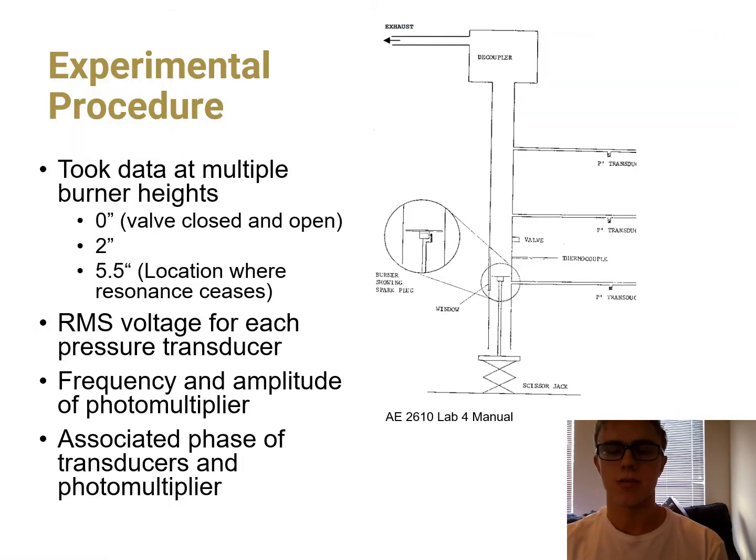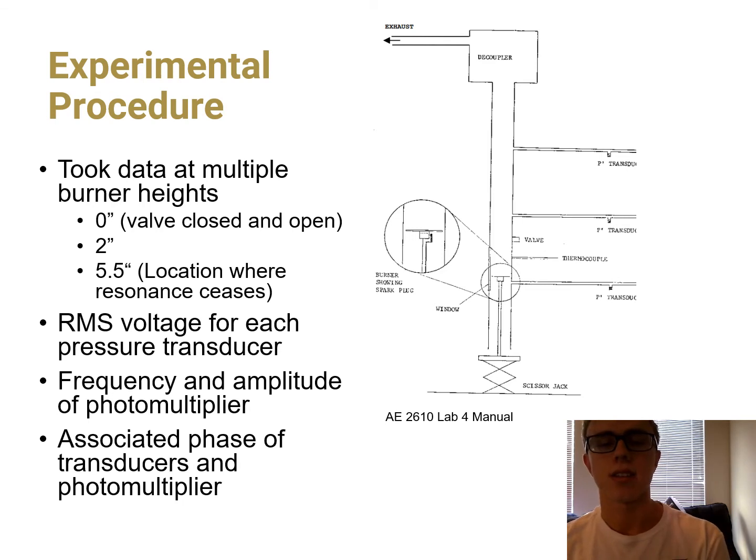For our experiment, we ran the burner at 3 different heights, and our goal was to achieve resonance in the tube, or where it was making a loud humming sound. Starting out at 0 inches of displacement, we ran tests with both the valve closed and open. With the valve closed, we drove the system to resonance to where the tube was making a noise and increased the height to 2 inches. We let the burner continue there for a while before increasing the height until resonance stopped.